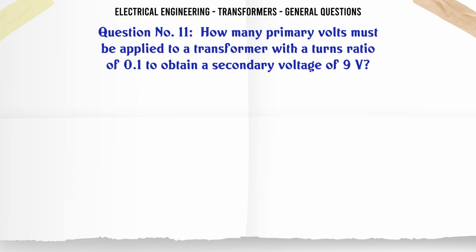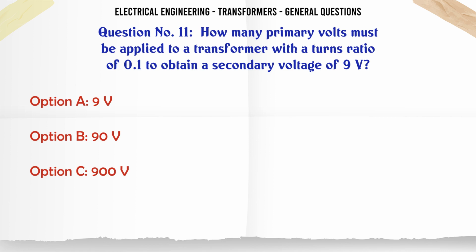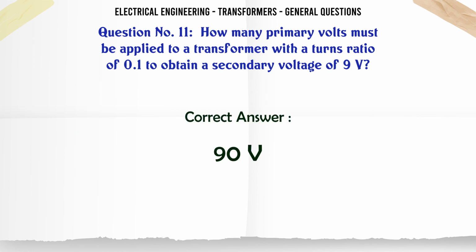How many primary volts must be applied to a transformer with a turns ratio of 0.1 to obtain a secondary voltage of 9 V? A. 9 V, B. 90 V, C. 900 V, D. 0.9 V. The correct answer is 90 V.